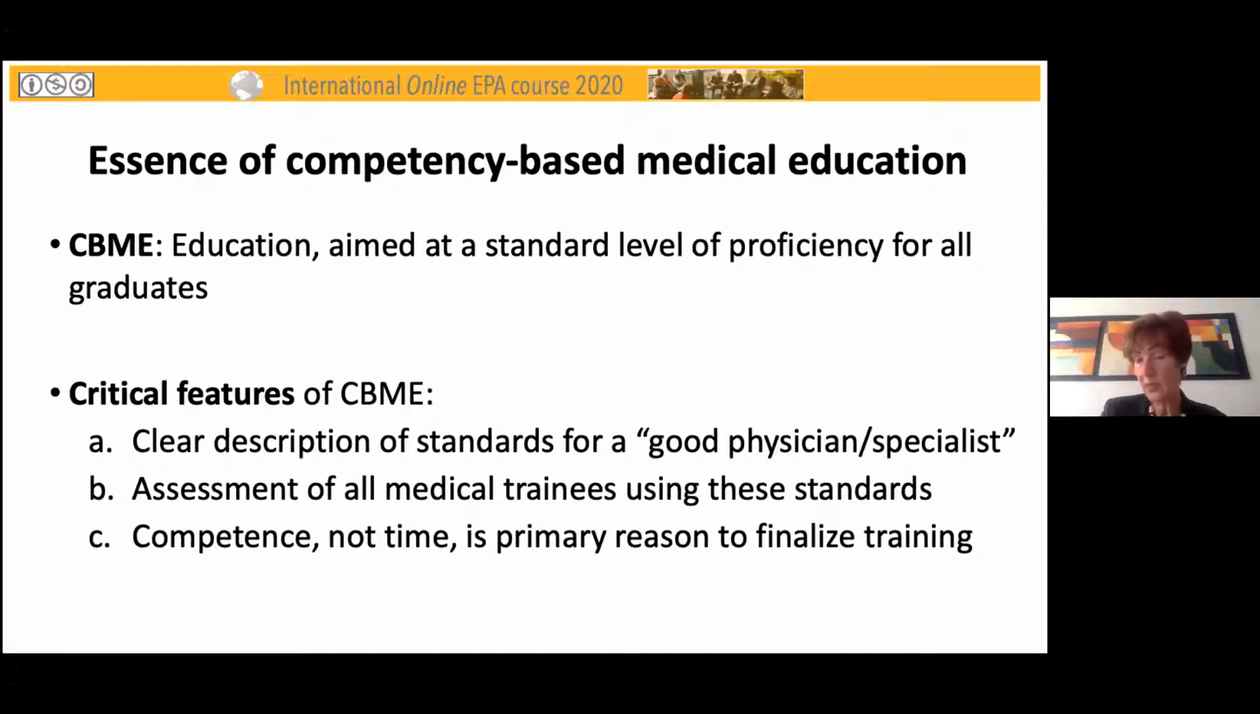And then if you have this description of the standard, then assessment of all medical trainees should be using these standards. And it's very important to realize that in CBME, the competence of a learner and not the time is the primary reason to finalize training. So maybe you can think about your own program, residency training, or a curriculum. Do you have a time fixed curriculum? Or do you have a flexible system? Because actually, if you want to implement CBME, then it should be a time flexible, individualized program. And I know that's really a challenge in clinical practice to have a flexible program.